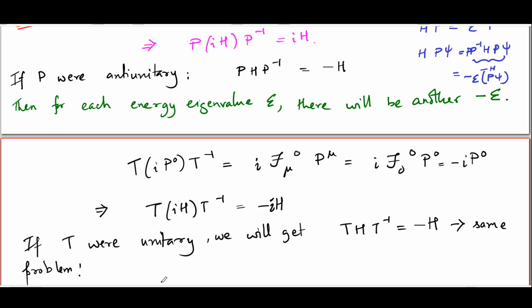So in order to ensure that such a problem does not arise, capital T has to be anti-unitary. So our conclusion is the following. The parity operator, if it exists, that is, if parity is a good symmetry of the system, then it has to be a linear unitary operator, whereas the time reversal operator, once again, if it exists, has to be an anti-unitary and antilinear operator.